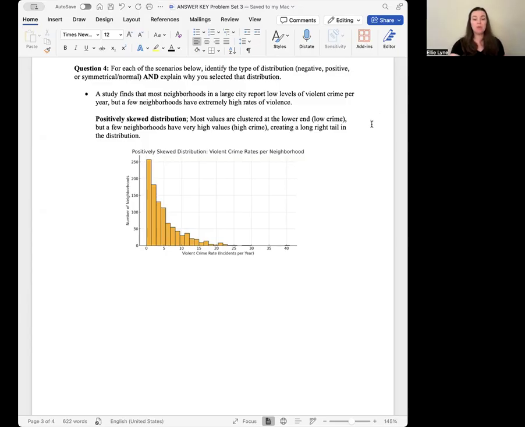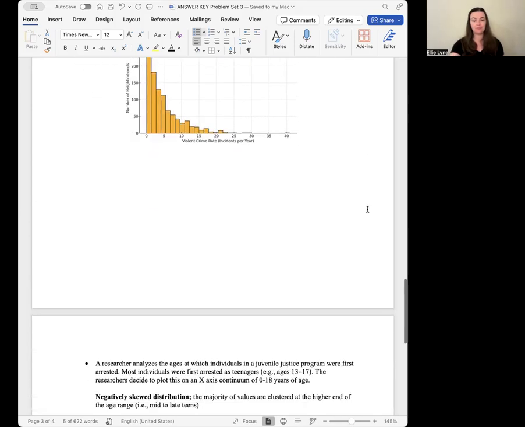And so in this case, because we only have a couple extremely high rates of violence within some neighborhoods, we are being pulled in this direction. And so this is a positively skewed distribution. So most values are clustered at the lower end, or lower crime, but a few neighborhoods have very high values, or high crime, which creates a long right tail in the distribution. So again, this is an example of a positively skewed distribution.